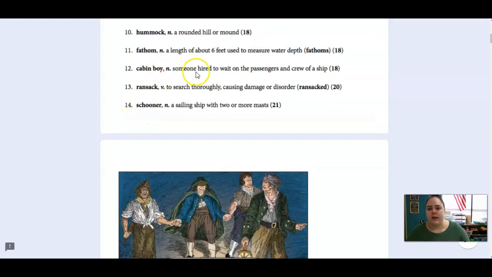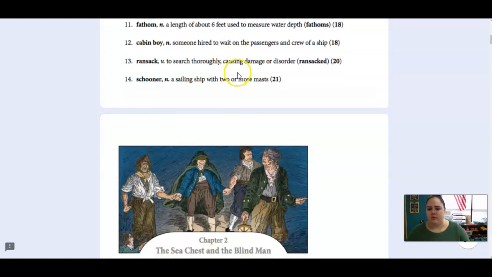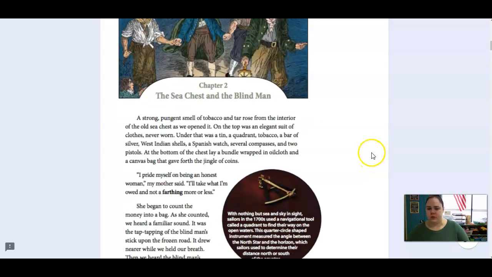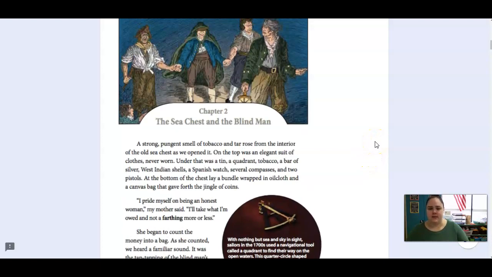A cabin boy is someone hired to wait on the passengers and crew of a ship. A ransack is a verb, and that is to search through something, and it usually causes damage to the area. Schooner is a noun, and that is a sailing ship with two or more masts. So again, Chapter 2 is called The Sea Chest and the Blind Man.